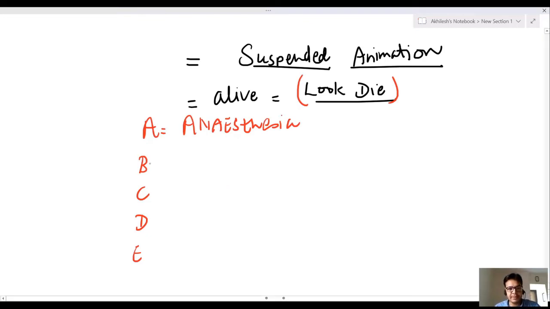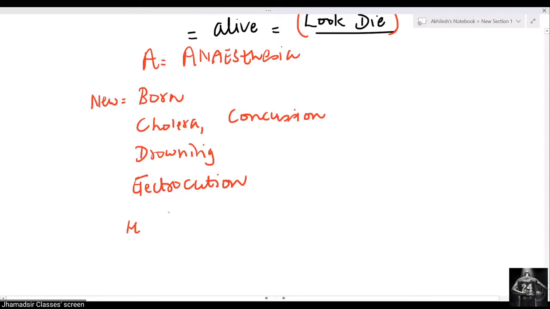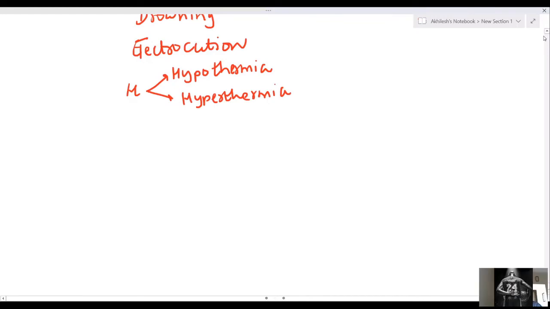B for newborn babies. Sometimes newborn babies look like this. C for cholera and concussion. Yesterday I told you concussion is temporary unconsciousness. By head injury, you look like a dead person. D for drowning. E for electrocution, after electric shock. H for hypothermia and hyperthermia. These are two examples, hypothermia and hyperthermia.